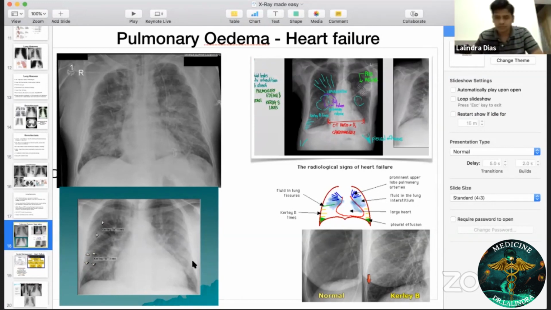Okay, I covered lots of clinical features of heart failure and all the radiological features of heart failure. Okay, guys, it's not just X-ray medicine, it's beyond X-ray interpretation.